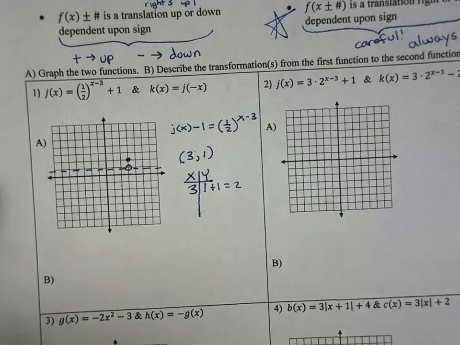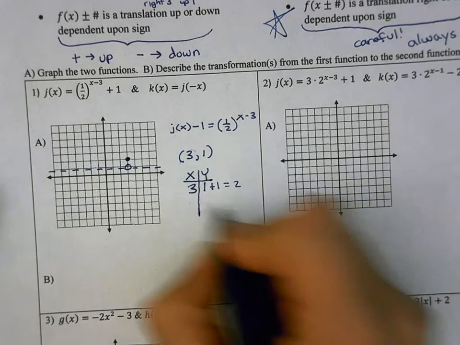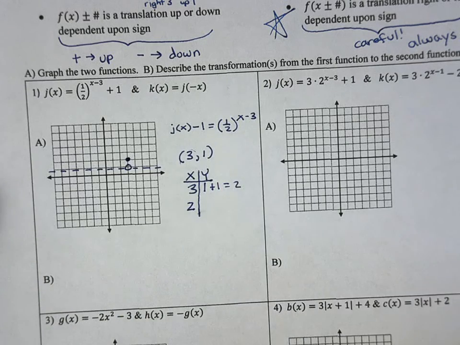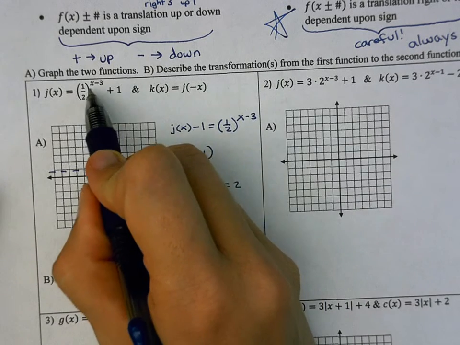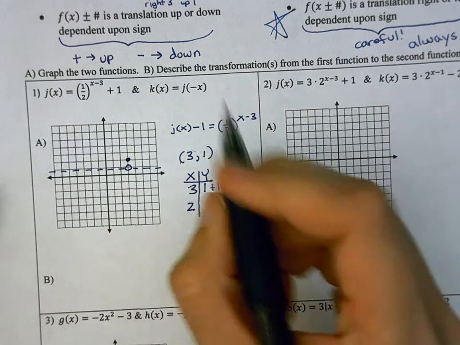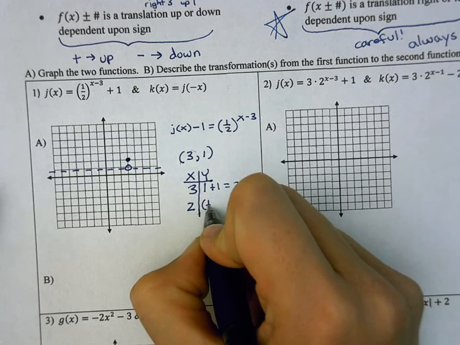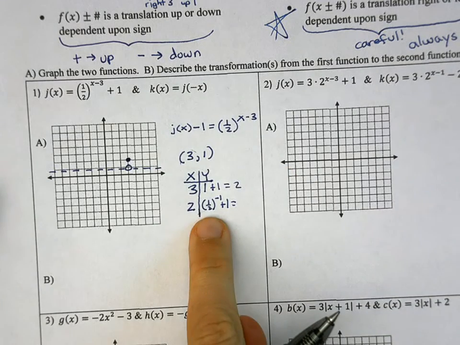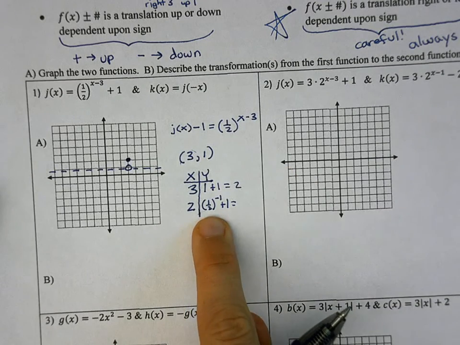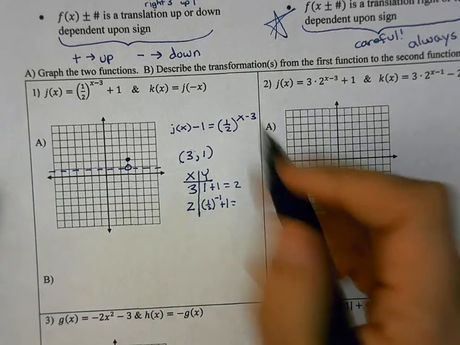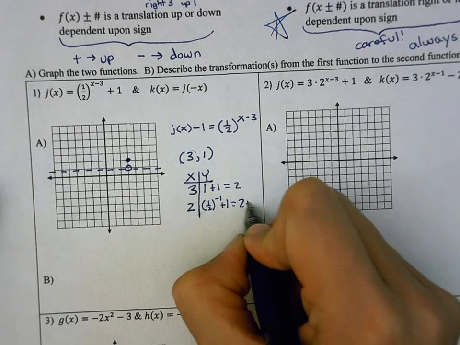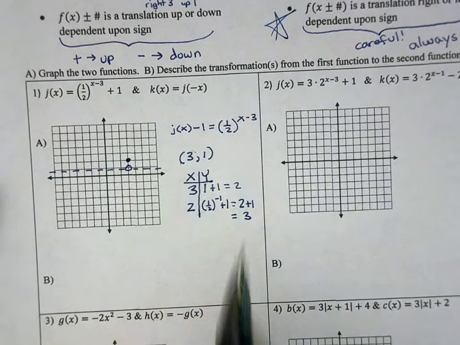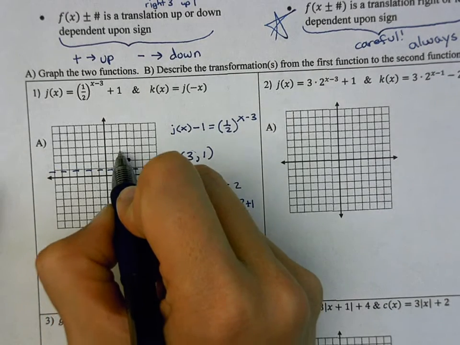Okay, and then one more. So when I plug in, you can plug in 2, you can plug in 4. I'm going to go ahead and plug in 2 here. When I plug in 2, I get 1/2 to the 2 minus 3, which is 1/2 to the negative 1. Well, remember, what does a negative exponent do? It flips that fraction, right? So that 1/2 is going to become a 2 plus 1, which is 3. And so that's my second point, is at 2, 3.